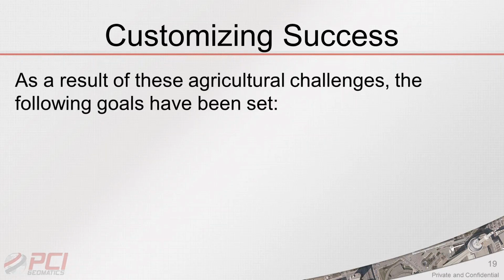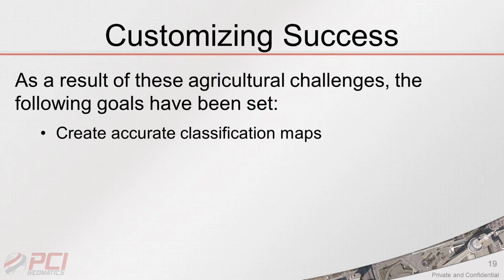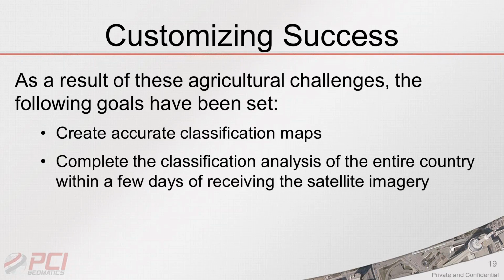As a result of these agricultural challenges, the Taiwan Agriculture and Research Institute has laid out these particular goals and provided them to Lotus H&R. They need to create accurate classification maps. The level of accuracy is very important. And equally important is to complete those classification analyses of the entire country within a few days of receiving the satellite imagery. And therein lies the main challenge they were facing: that strict and very short turnaround time they need to provide these results.